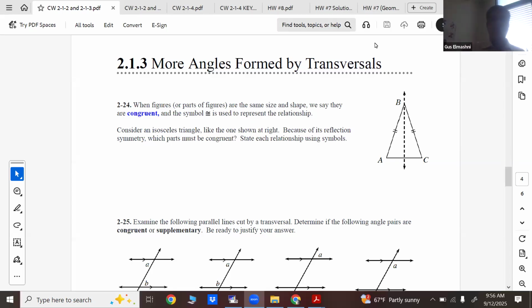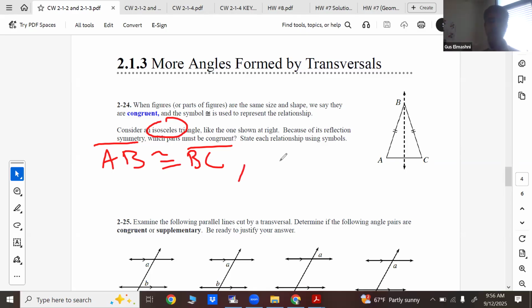Okay. So what kind of triangle is this, guys? Isosceles. Thank you, Griffin. So it's an isosceles triangle. So this tells me that AB is congruent to BC. The markings are a big giveaway, right? If that happens, we also know that the opposite angles are congruent. The angles opposite to those sides.